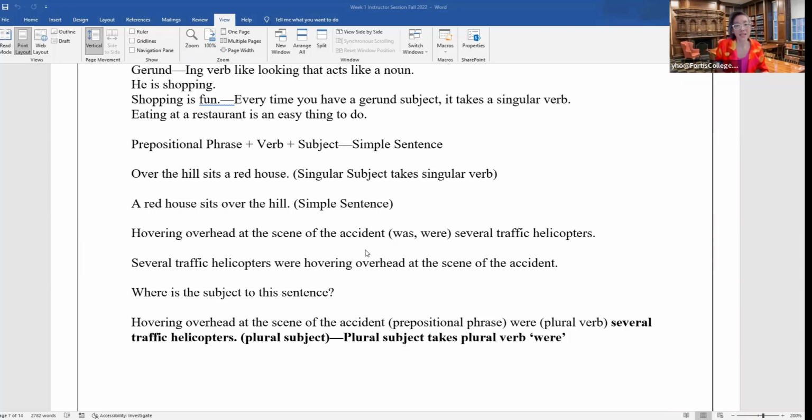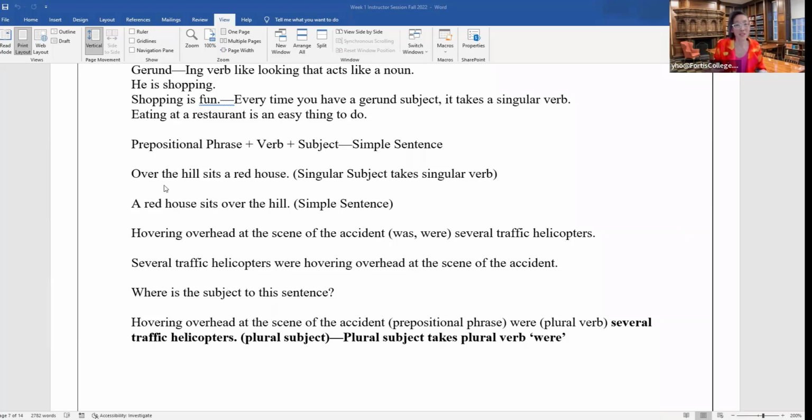So hovering overhead at the scene of the accident was or were several traffic helicopters. And that's the subject. Traffic helicopters is the subject. So here you have a plural subject, several helicopters. Therefore, it's going to take a plural verb, were. So hovering at the scene of the accident were several helicopters. And this has the exact same meaning as several traffic helicopters, subject, were, verb, hovering overhead at the scene of the accident, prepositional phrase.